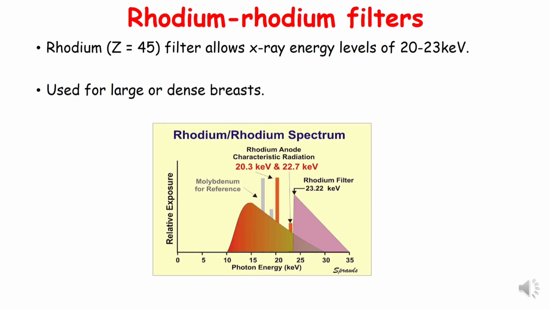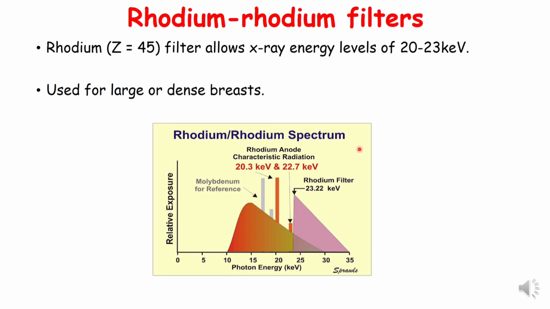Next, we will see about the rhodium-rhodium filter target combination. Rhodium, as I have mentioned previously, allows X-ray energy levels of 20 to 23 keV to pass through it, and it is mainly used for imaging large or dense breast size.